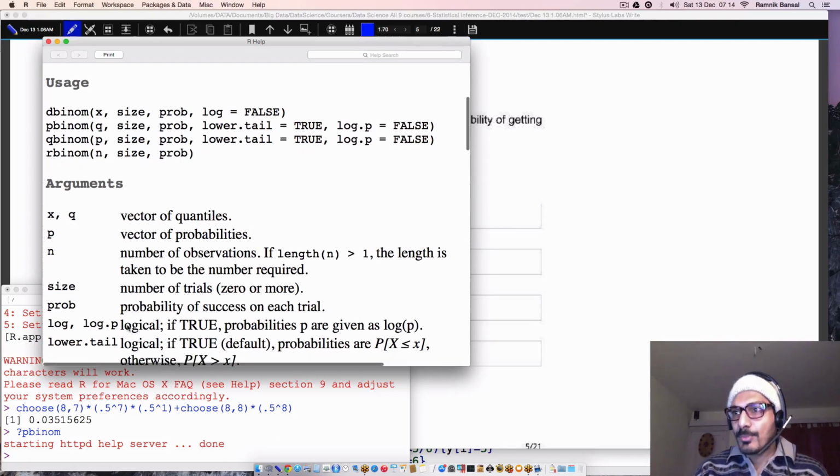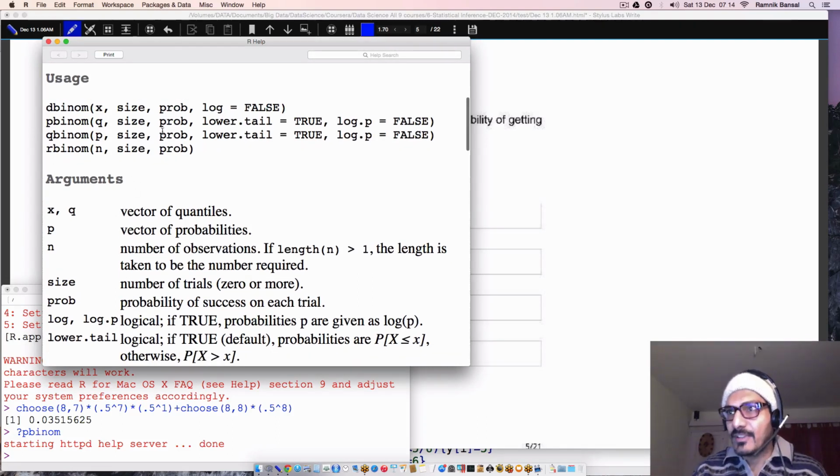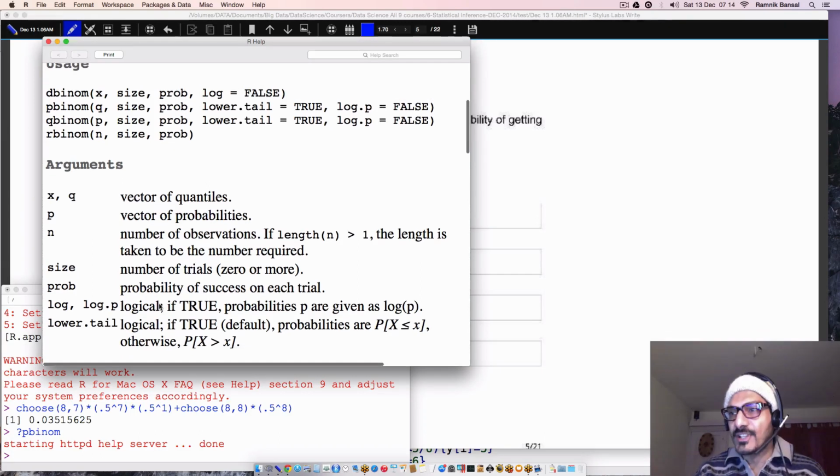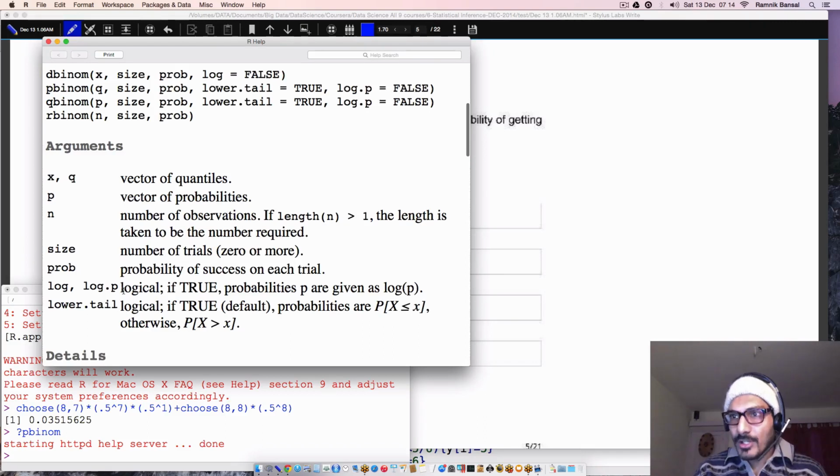And finally, we give the probability P. So what is the probability of success on each trial? Now the important one is this, logical dot P. You don't bother about this, let it be false, because we are typically dealing with probabilities as P itself, not as log P. Now lower dot tail, this by default is true, okay?